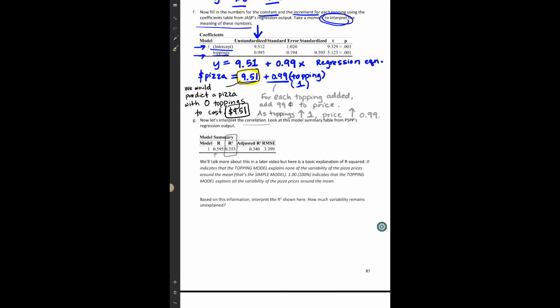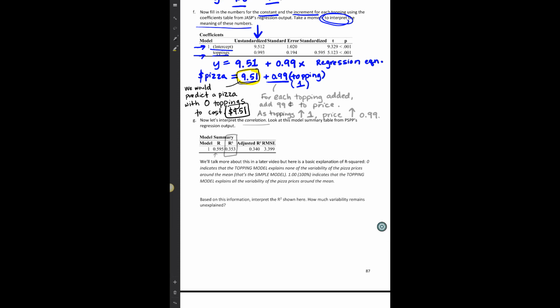So I want you to think of that R squared value as going from 0% to 100%. So a low number close to 0 means our model isn't explaining very much of the variability in pizza prices. It's not very good. It's not very helpful. A high number close to 1 means our model is explaining a lot of the variability in pizza prices. So it's a really good model. It's helping us to explain a lot of the variation. So how would we interpret this R squared here?